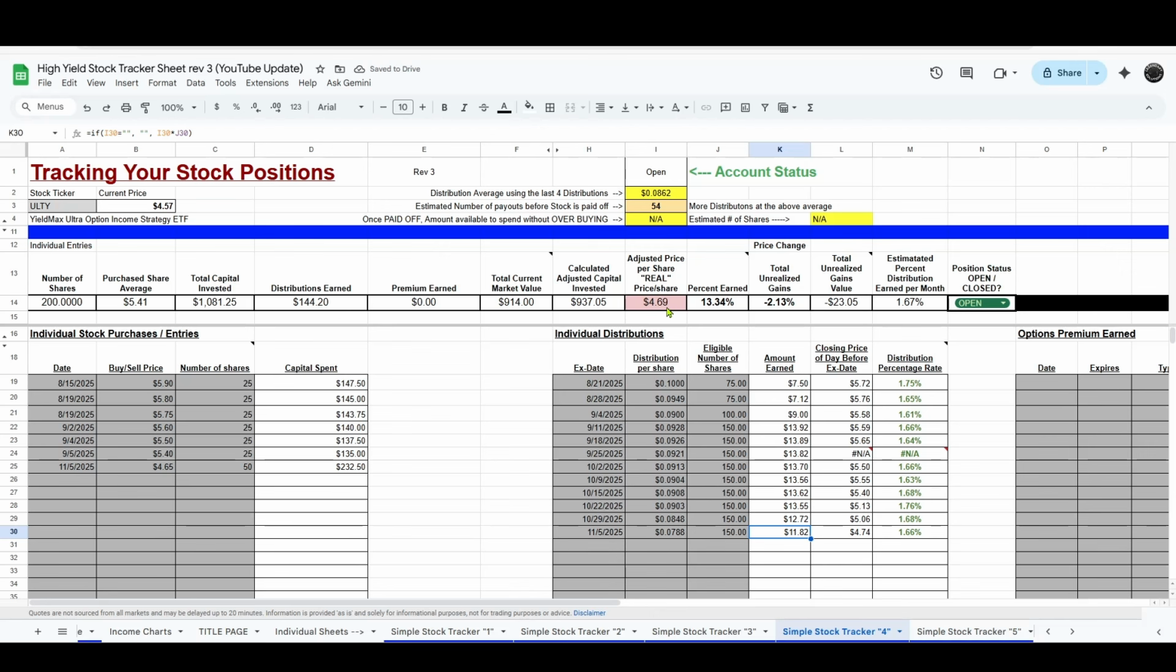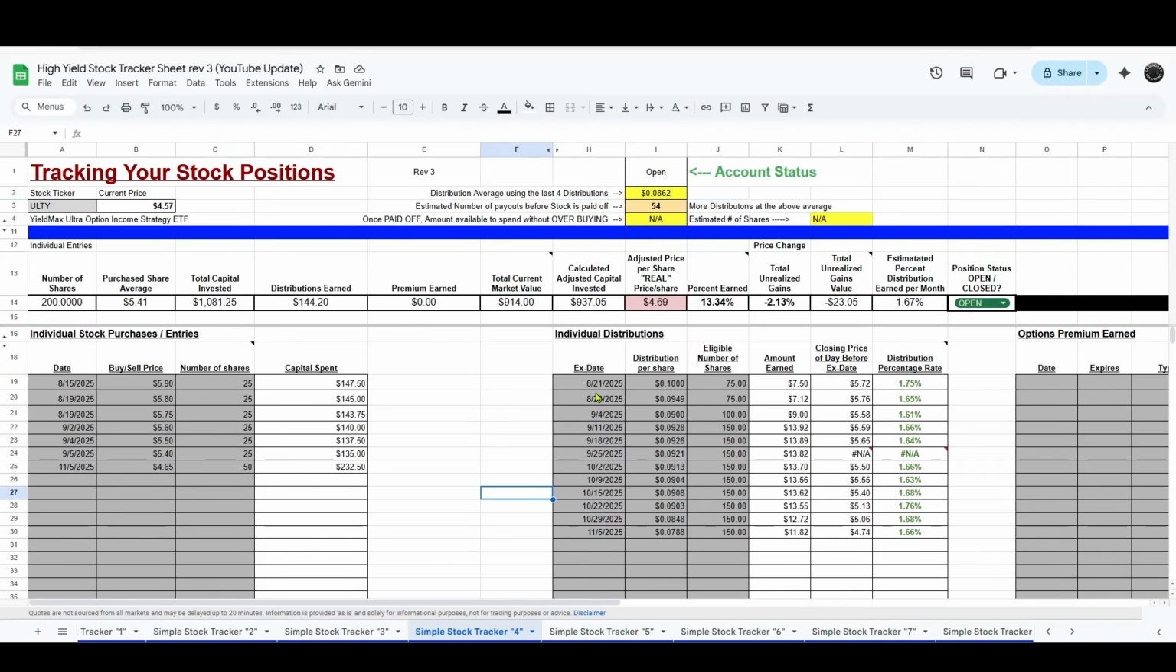Man, bringing it on down, right? Bringing it on down. But as you can see, I've still got close to a year before I'd actually get this paid off, because that's 54 weeks of distributions. Now, once it's paid off, then everything coming in is free and clear. And this is utilizing a distribution average of about 8 cents.